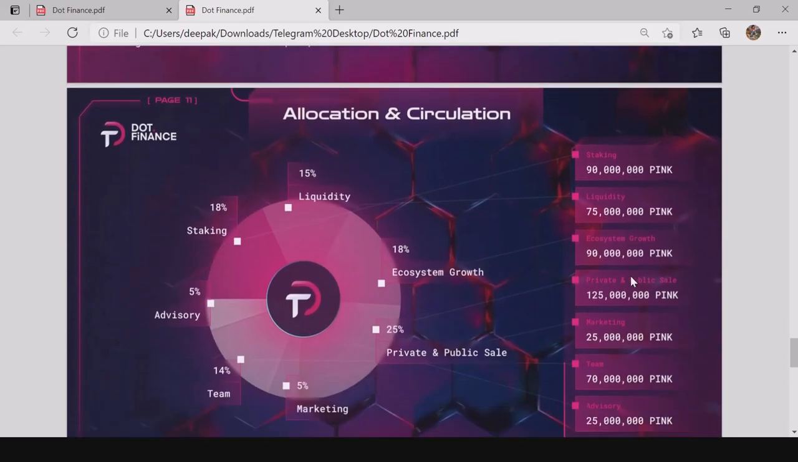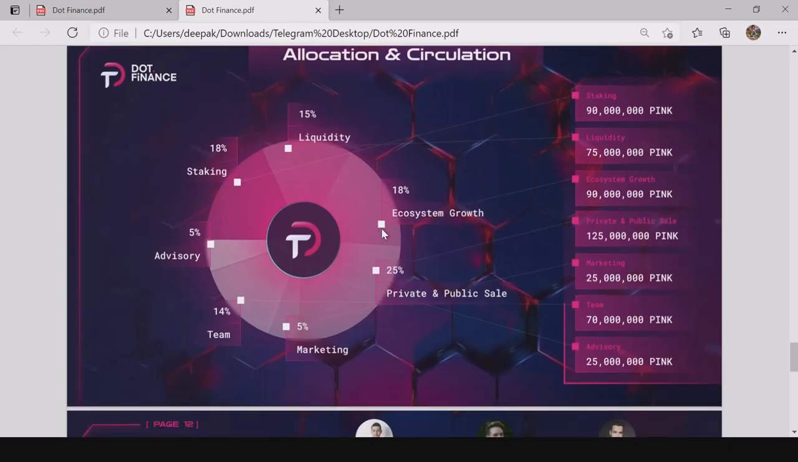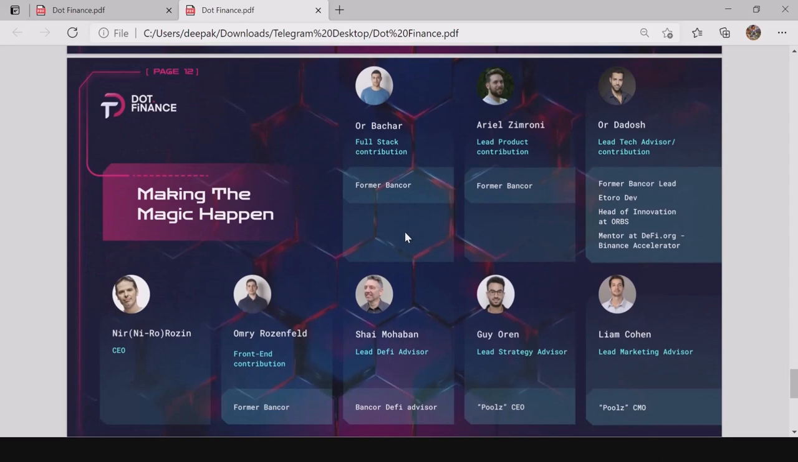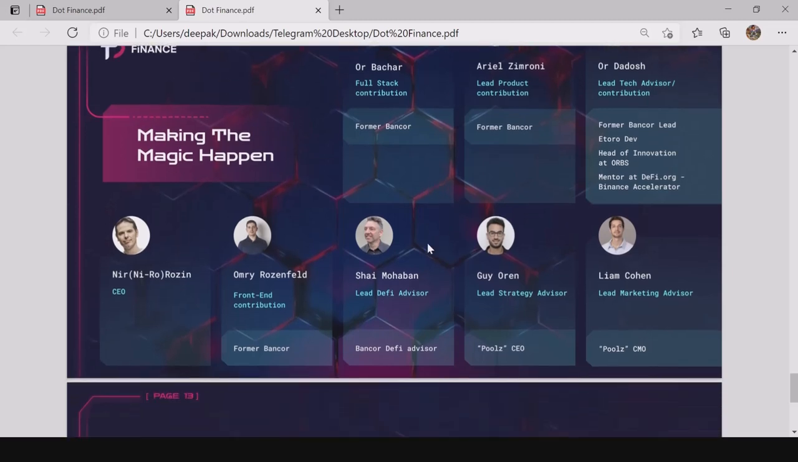Nice, I like it. And allocation and circulation, you can take a look at this, how they allocate and all that. Okay, guys, this one is the team members, right? If you look at them, mostly they are from Bangkok. And Bangkok is huge. Bangkok is one of the first DeFi applications, right? Bangkok network, the swap system and all that. It's quite a long time ago. Yep. They also have ex-pools people on board, for lead strategy advisor and all that. Pools is another launchpad that's quite popular these days.